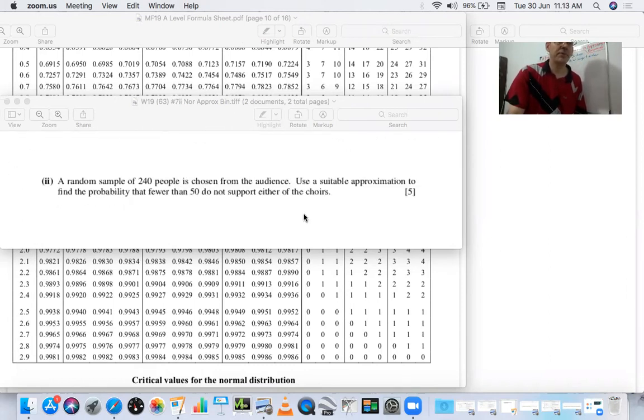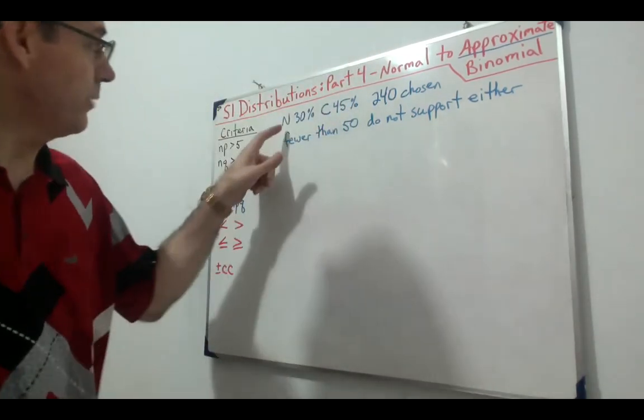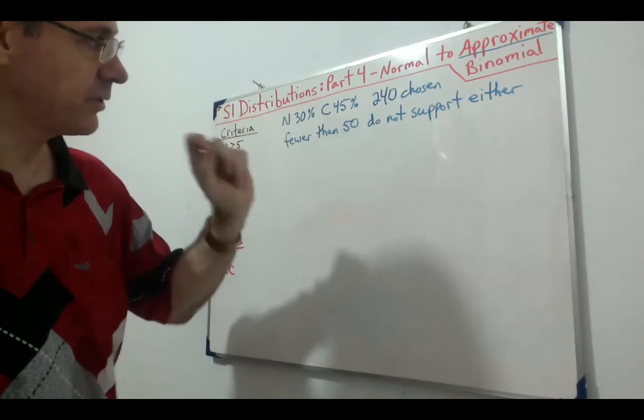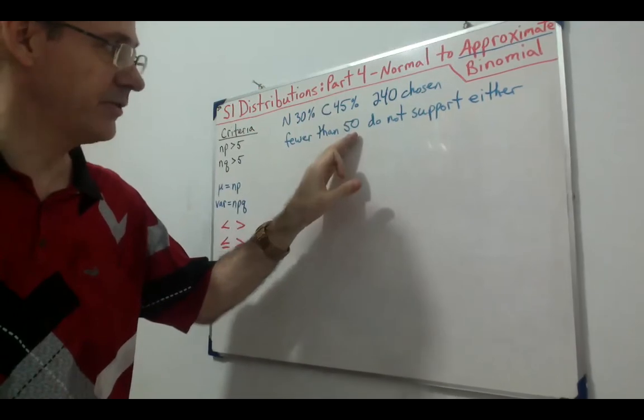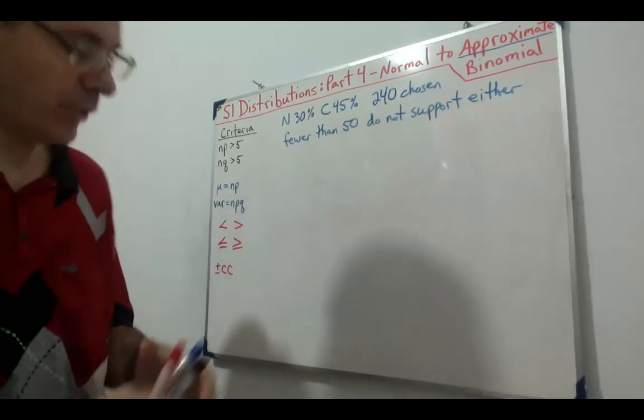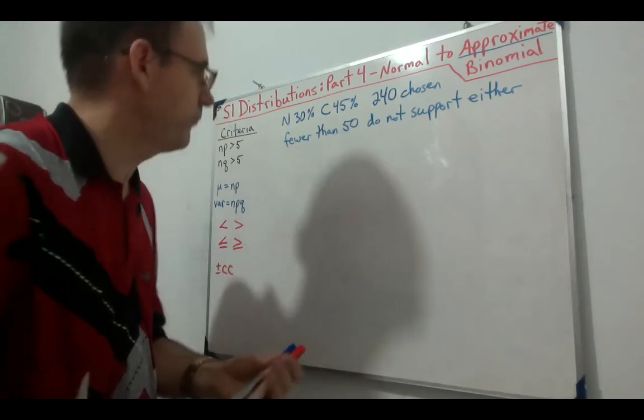As we move up, we see a random sample of 240 people chosen from the audience. Use a suitable approximation to find the probability that fewer than 50 do not support either of the choirs. So let's go to our board and see what this looks like. Here we have the notes, 30%, classics 45%, 240 are selected. We want to find the probability that fewer than 50 do not support either one. So let's first put this into discrete binomial information.